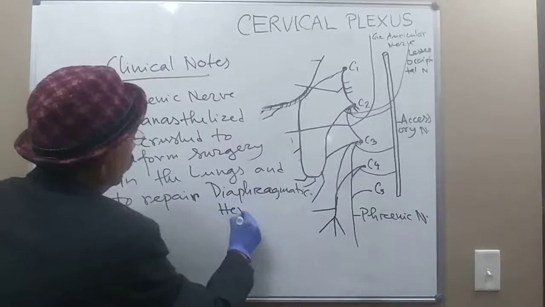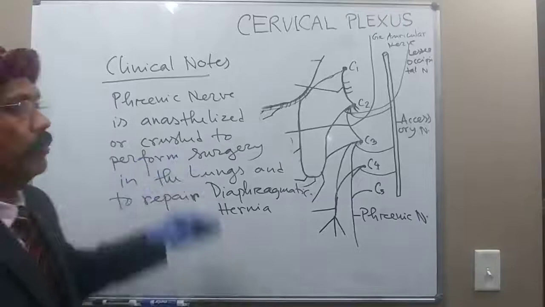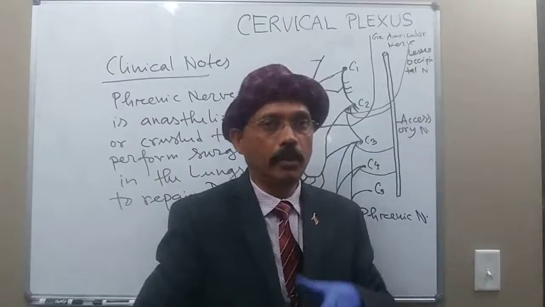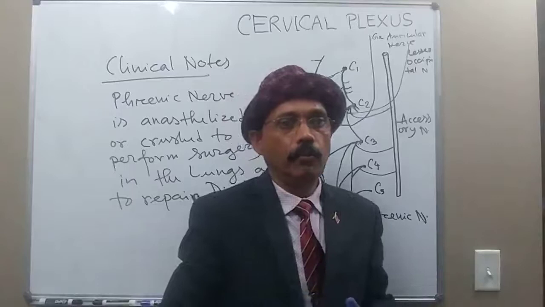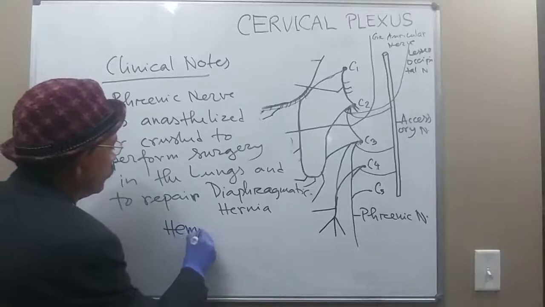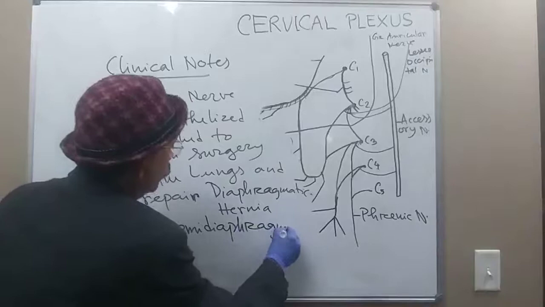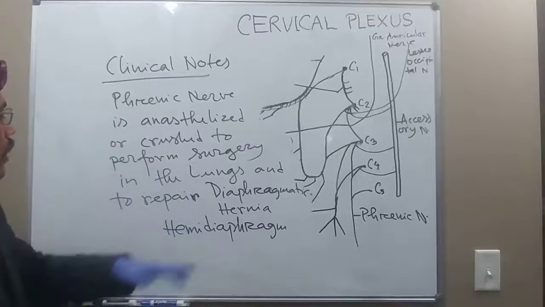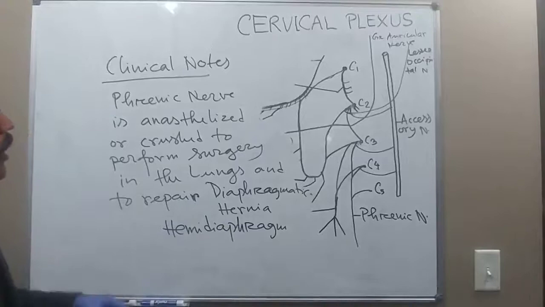If we anesthetize or clamp the phrenic nerve, then the particular side of the diaphragm would not move, because the phrenic nerve supplies the chief muscle of inspiration. So the diaphragm would be paralyzed. We call it hemidiaphragm paralysis, induced by this procedure. This is one clinical importance of the phrenic nerve: it is done to perform some surgery in the lung and also to repair the diaphragmatic hernia.